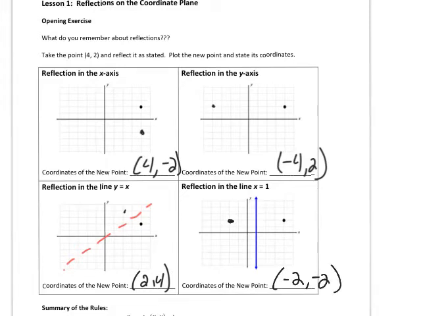So for the first three reflections, over x, over y, and over the line y equals x, we have a rule that we can follow. For the last one, we have to really do it visually because the rule gets a little complicated. So remember, for the last one, you just want to put this point in the same relative location on the other side.